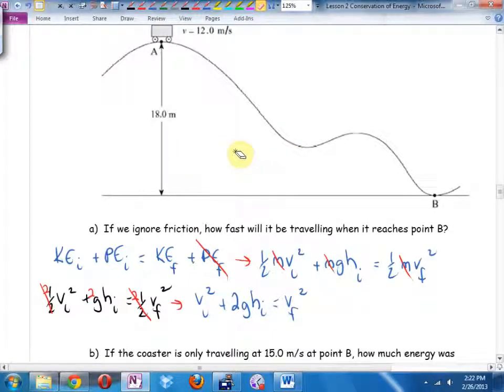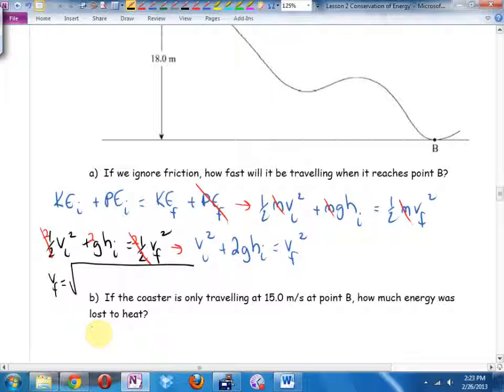How to get rid of a squared? Okay, so final answer, V final is going to be the square root of VI squared. What's VI? I scrolled down. What was it? 12? Yeah. 12 squared plus 2 times 9.8, not negative, scalar, times 18. How fast will we be going at the bottom of the hill? 22.3? Oh, yeah, 22.3. Units? Meters per second.